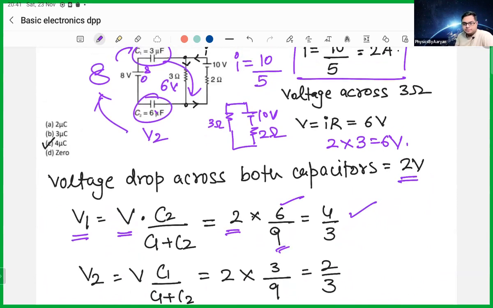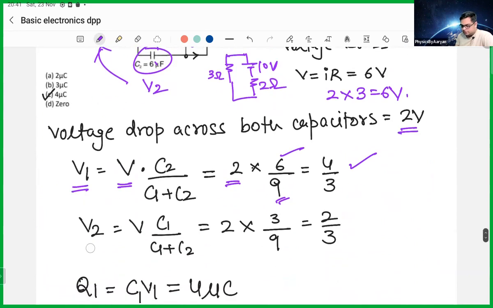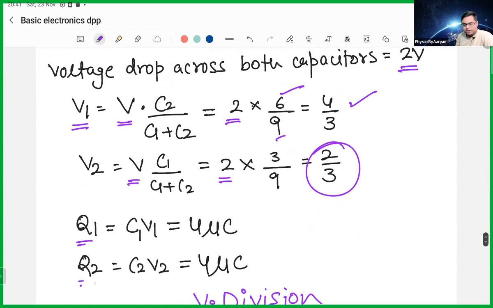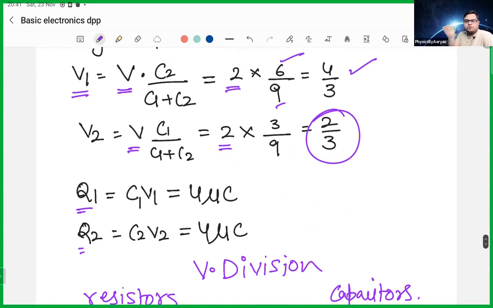This gives me 4 by 3. Then I find V2 voltage, and the total voltage is 2. Then C1 is 3, and C1 plus C2 is 9. So this gives me 2 by 3. Okay, I found V1, I found V2. Then I find Q1 and Q2. So let's do Q1 and Q2.